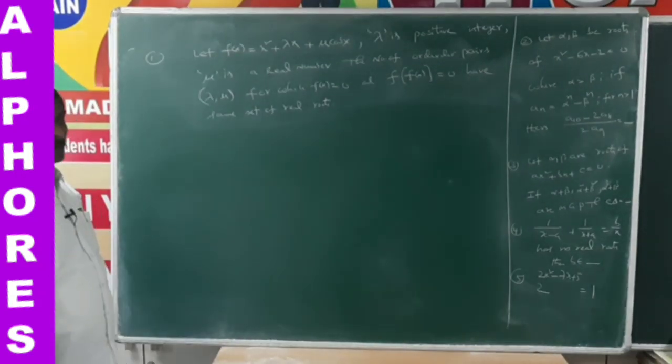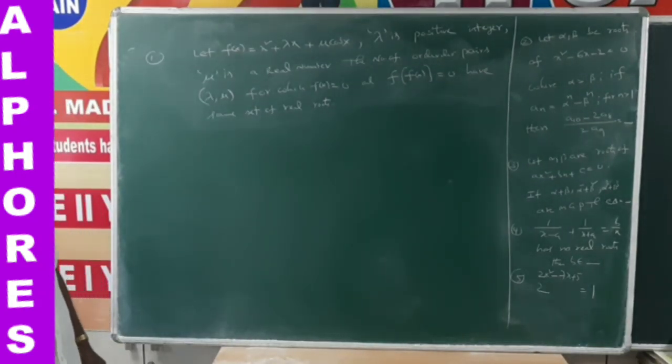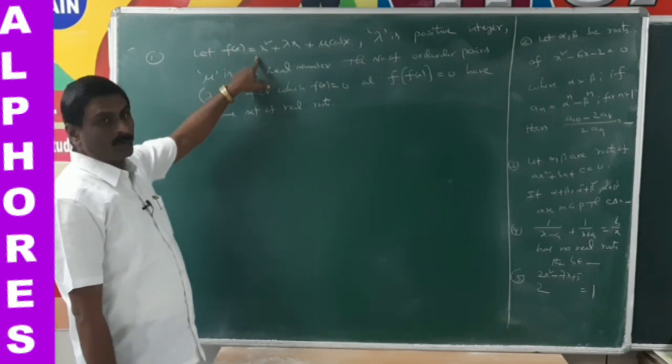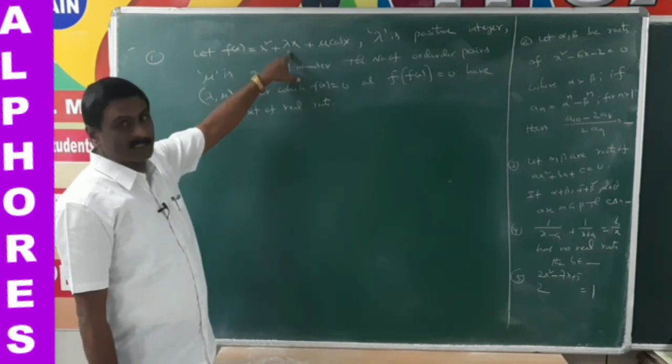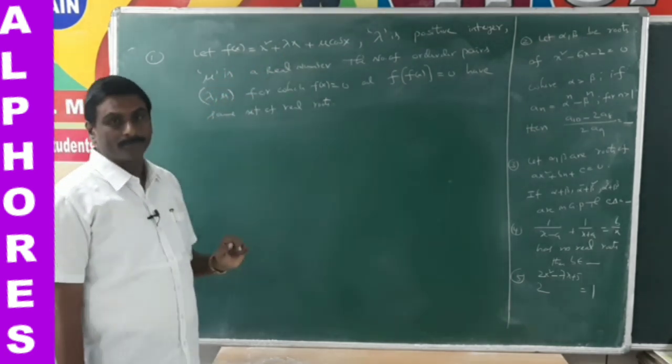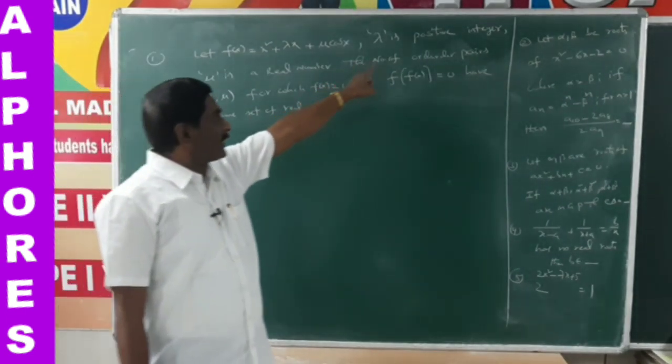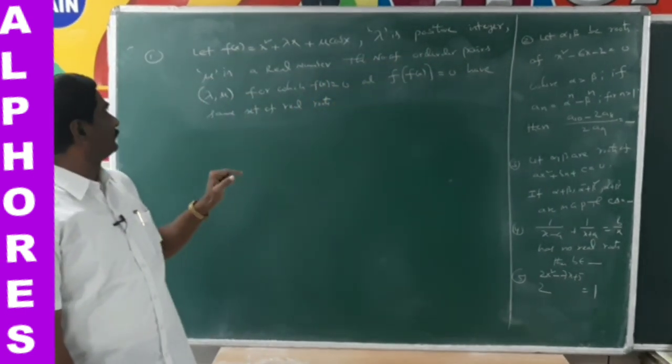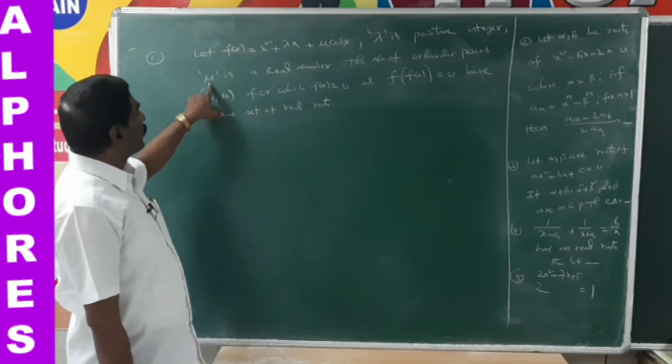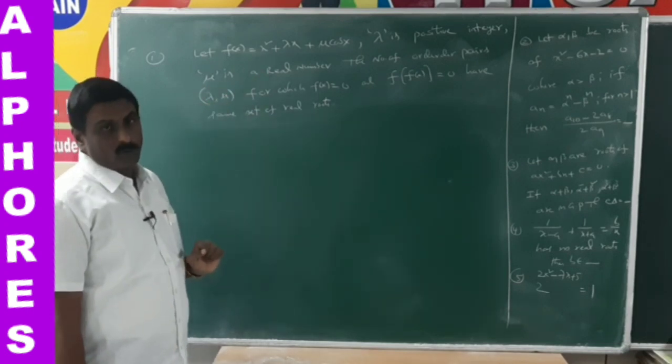Now coming to the next problem. Let f(x) = x² + λx + μ cos x, where λ is a positive integer and μ is a real number.